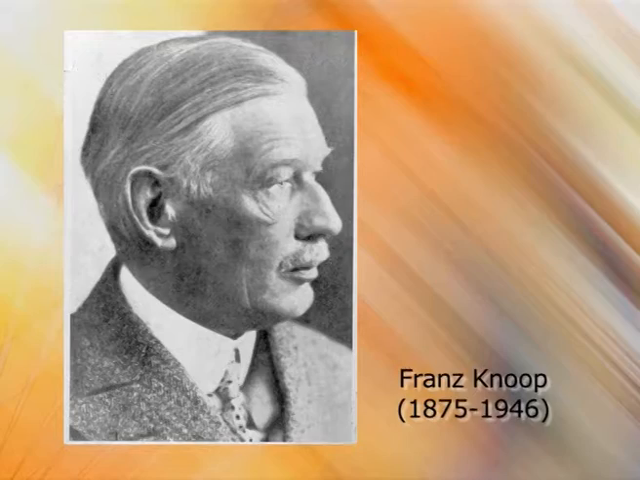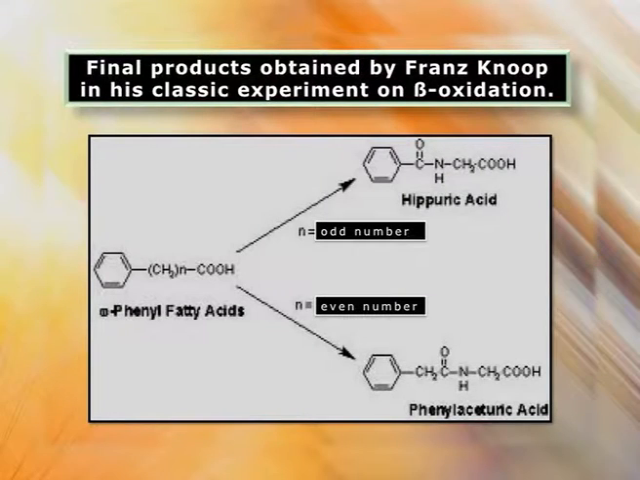The beta oxidation process was discovered in 1904 by Franz Knoop. Franz Knoop actually carried out his classic experiment with the even chain and odd chain fatty acids being fed to dogs with their omega or the last carbon atom being labeled with benzene rings. He tried to isolate the phenyl containing metabolic products from the urine of those dogs.